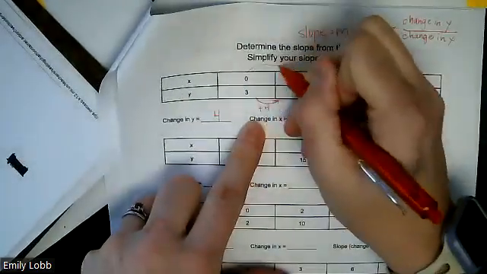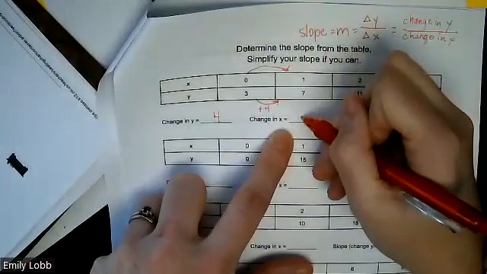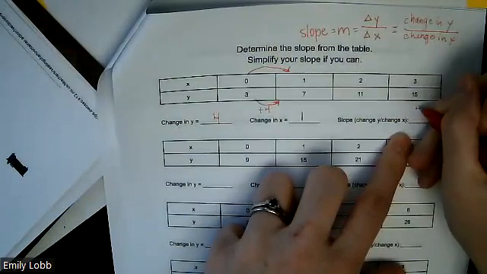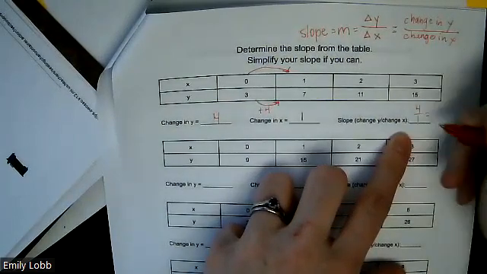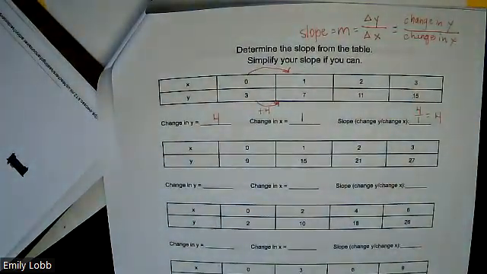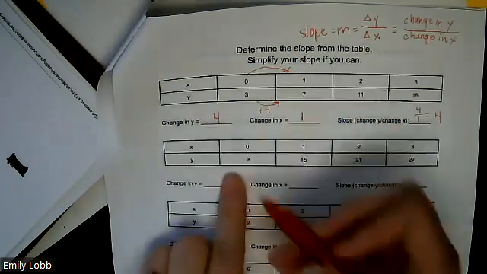And our change in x from 0 to 1 is simply 1. So we would take change in y divided by change in x, and we would simplify it. 4 divided by 1 is 4. So we would write our slope as 4. We're always writing slope either as a whole number or a fraction, never as a mixed number or a decimal. Sometimes it might be an improper fraction, sometimes a fraction, sometimes a whole number.